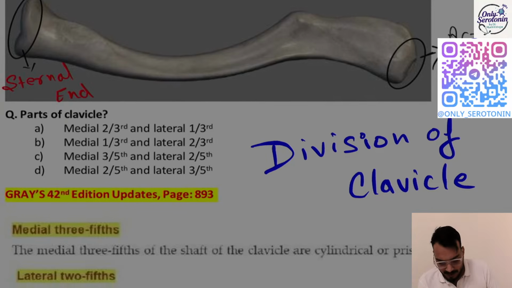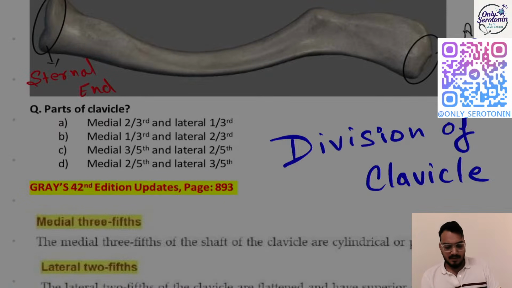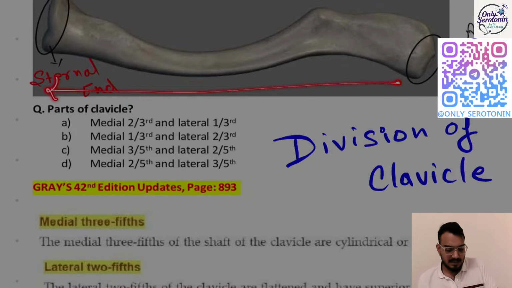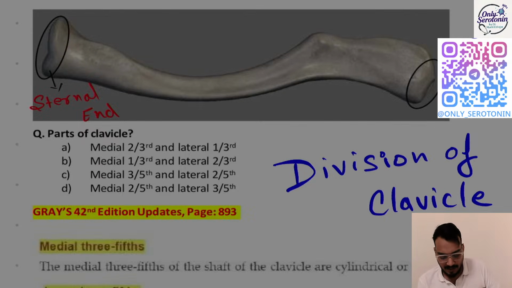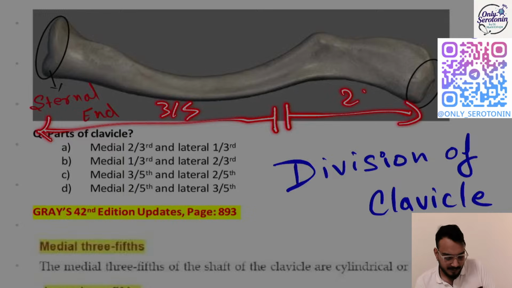Then this is very important here. It is what, guys? So we are having the clavicle. In this clavicle, we divide it into medial 3/5 and lateral 2/5. So from the medial side till the lateral side, it is medial 3/5 and lateral 2/5.